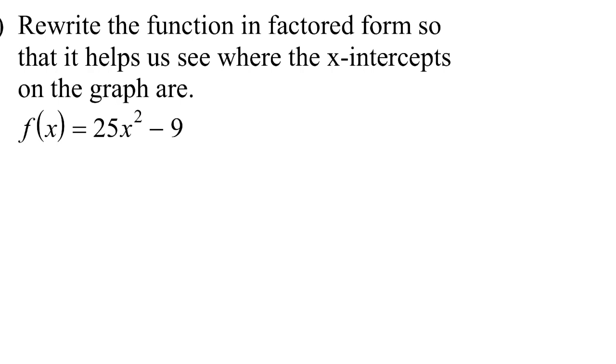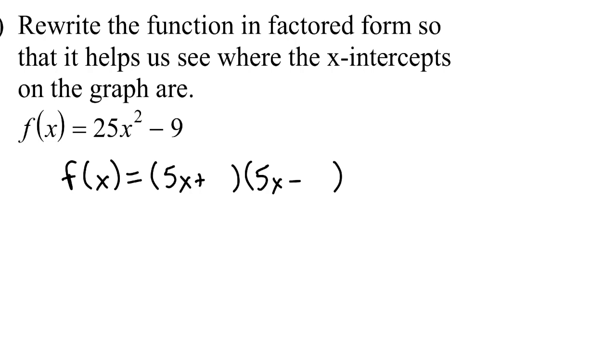Now, when we have a difference of squares, it always factors in the same way. We take the square root of the first term. So the square root of 25 is 5, and they go there and there. And then we have x and x because the square root of x squared is x. And then we always have a plus and a minus, or addition and subtraction. And then we take the square root of 9. It's going to be 3 and 3. And that is how we factor a difference of squares.